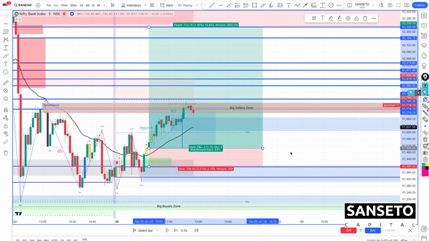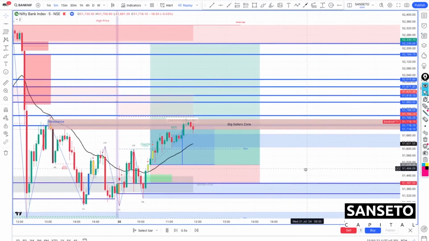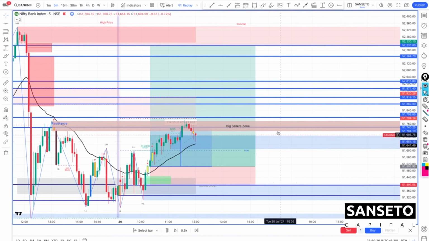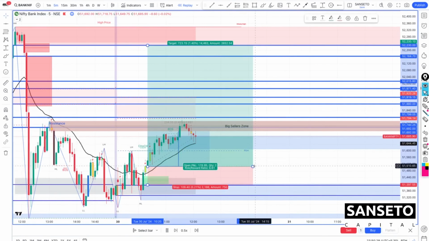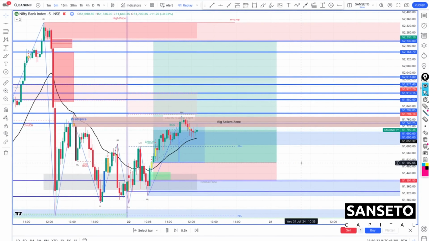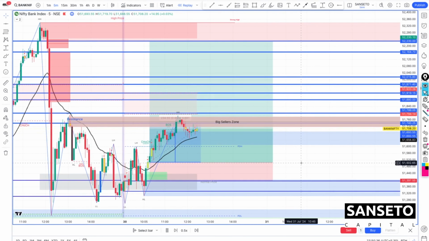So don't wait for 50 points, 60 points, 20 points, 30 points. No. Where there is a seller zone, obviously the buyer is going to take their orders, 200% sure. So we need to join the right team and trade along with them. So we just keep on holding the trade.